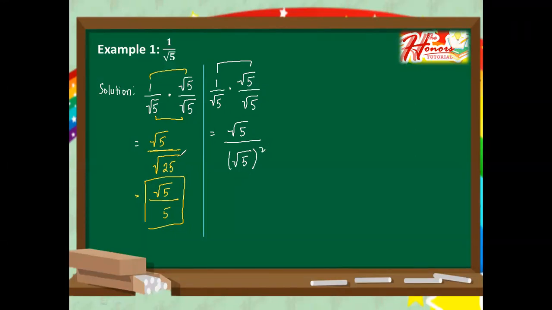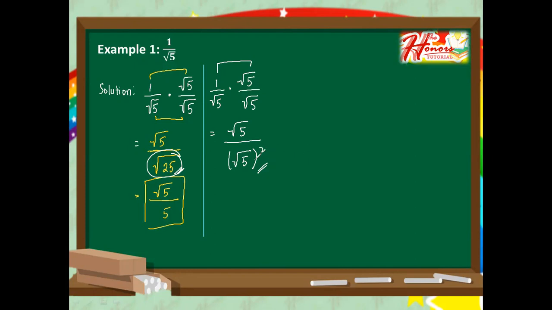This part, the left side of the solution, and this part, which is at the right side of the solution, are the same. The difference is that I already simplified this square root of 25. That's why it turned out to be square root of 25. But for this, it is not the simplified version of square root of 5 times square root of 5, but it can be written in this form.